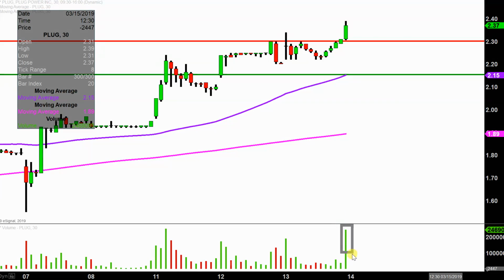I mean, check it out. Final 30 minutes of the day, volume just came roaring in, and you got the good solid green candle. So definitely a great way to end the day. So let's get some things updated here from the technical perspective.